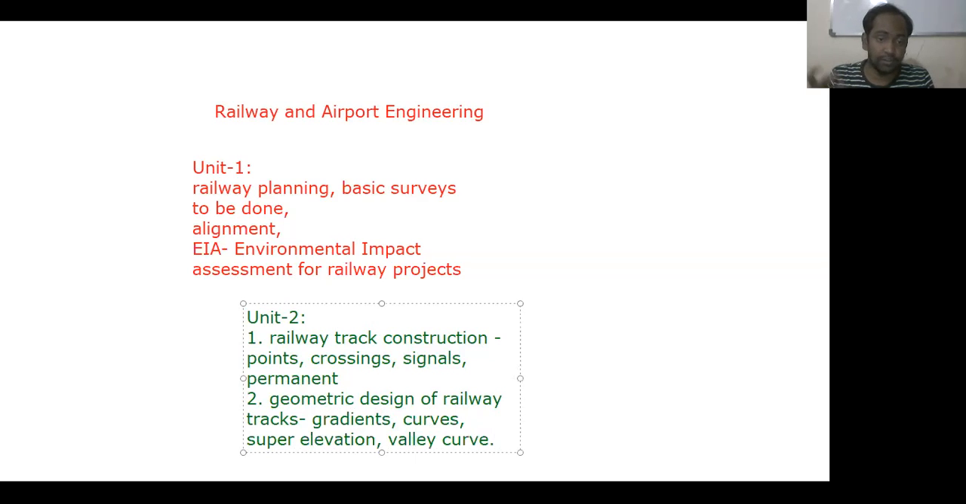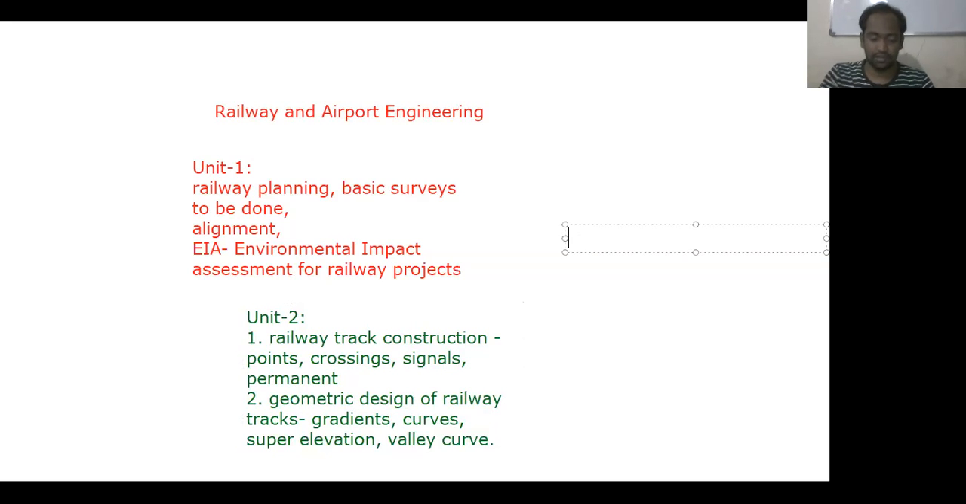In the second unit we will have only two points, but under the second point, the second topic, we have some more topics like gradients, curves, super elevation, valley curves, and transition curves also. This is somewhat a problematic topic, somewhat geometrical, and it also requires some mathematical knowledge. Understand? So this is the first unit and second unit of the subject.